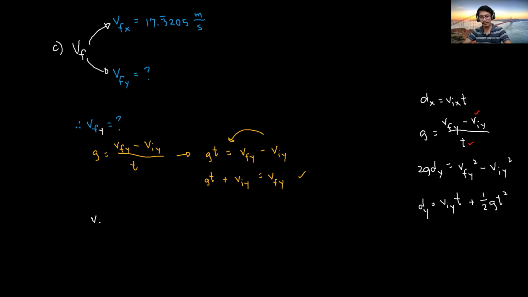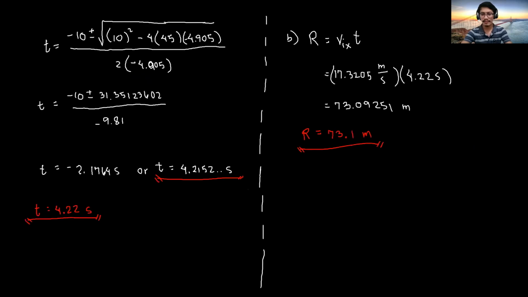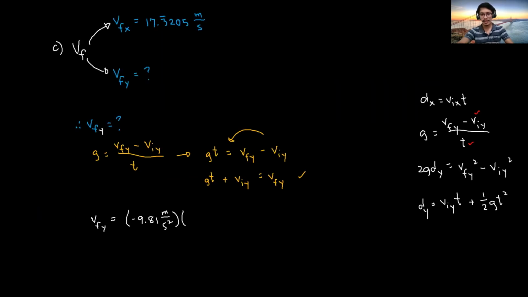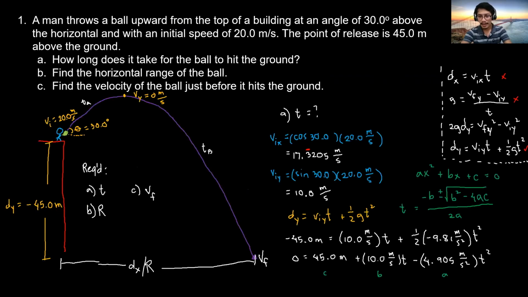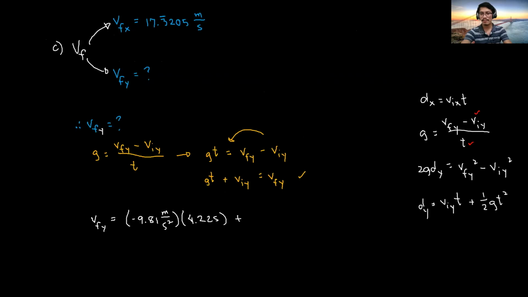So substitute all the given variables. VFY is equal to, what is our G? Our G is negative 9.81 meters per second squared times the time. Ano yung time natin? Time natin is 4.22 seconds. Plus, ano yung VIY natin? VIY is 10.0 meters per second. Okay?